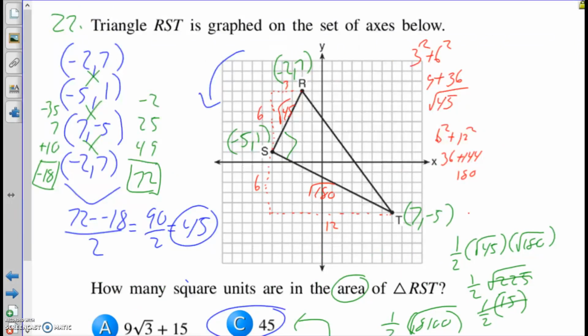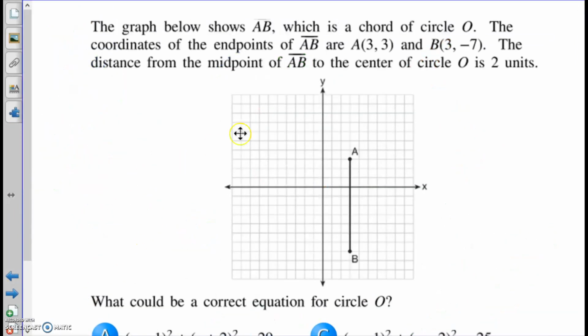All right, number 23. The graph below shows AB, which is a chord. The coordinates of AB are given here and here. We see that here. We want the distance from the midpoint of AB to the center. Now we can figure out the midpoint. We could do the midpoint formula, but I think we can just see it. Let's see, is it there? 1, 2, 3, 4, 5. 1, 2, 3, 4, 5. 5 in each direction. And that point is 3, negative 2. So the midpoint is 3, negative 2.